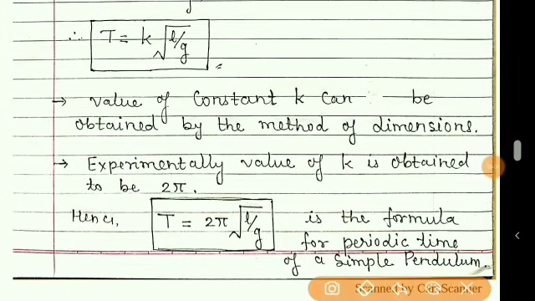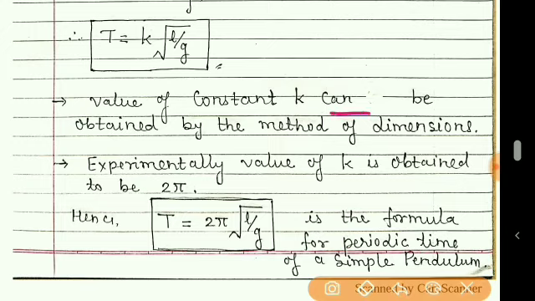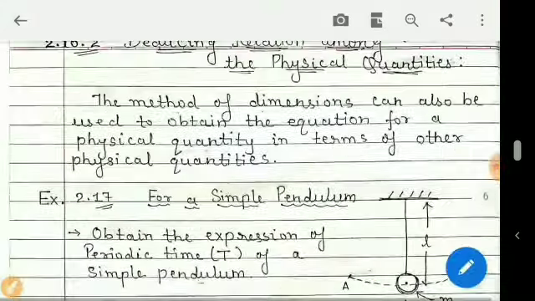Now here in this example we have to obtain the formula for the periodic time of a simple pendulum. We know that the periodic time for a simple pendulum is given by T is equal to 2 pi root L by g. So even this type of formula can be made using dimensional analysis. Students, there is one correction here. In place of can, here it is cannot. So make this correction in your notes. Now let us start this example.